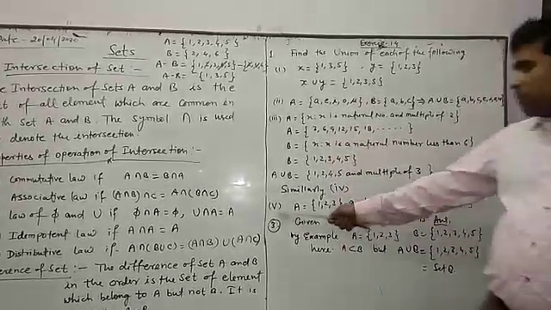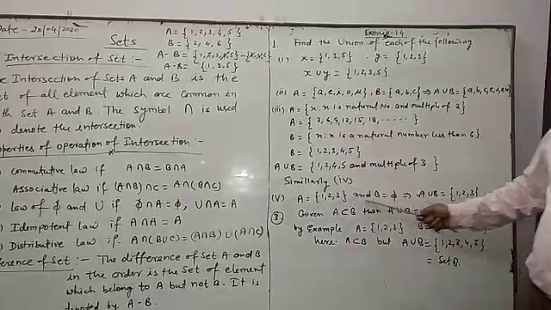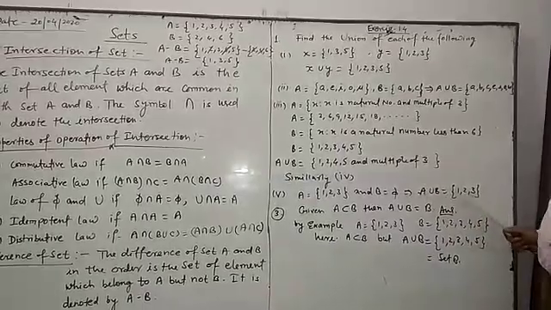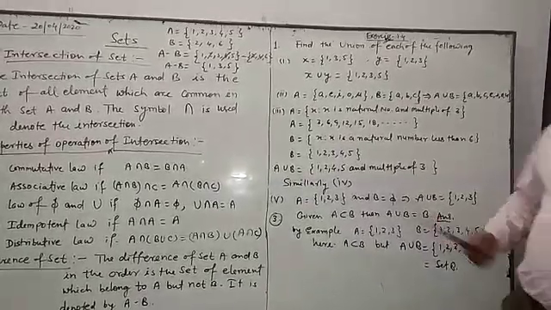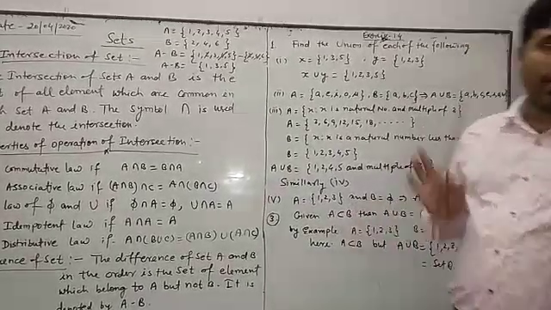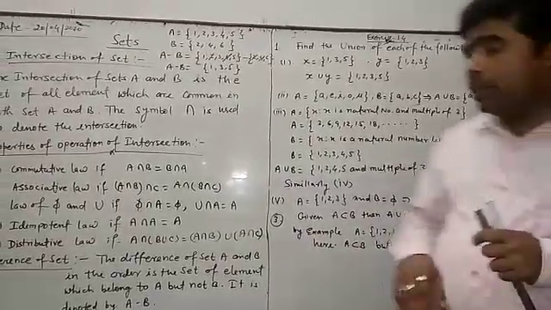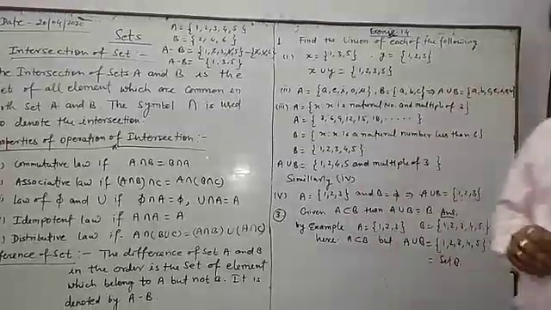Similarly, the fifth part is here: A is equal to {1, 2, 3} and B is equal to {5}. Implies that A union B is equal to {1, 2, 3} because 5 is not any element, the null set is here. Now similarly, in question number 3, a very tricky question is here.